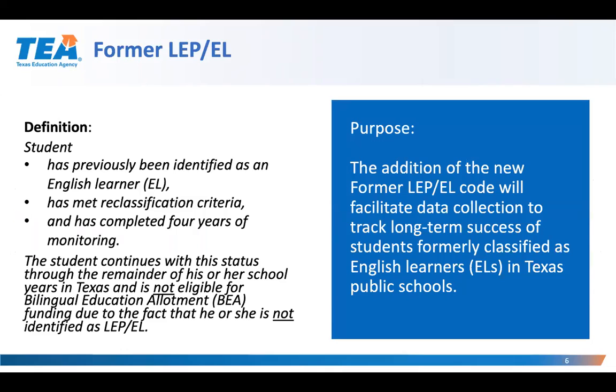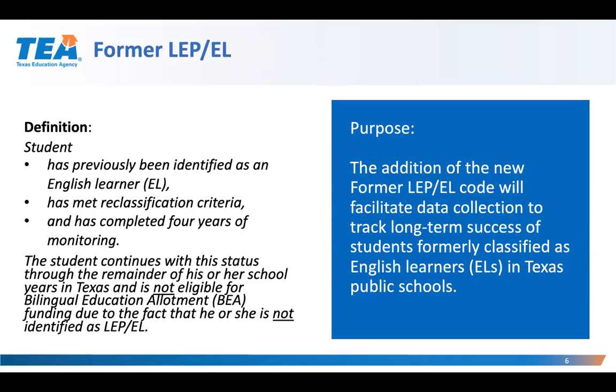One new exciting code that has been added to the LEP indicator is this term of former LEP/EL, former limited English proficient / English learner. This is defined as a student who has previously been identified as an English learner, has met reclassification criteria, and has completed 4 years of monitoring. The student continues with this status through the remainder of his or her school years in Texas and is not eligible for the Bilingual Education Allotment BEA funding due to the fact that he or she is not identified as LEP/English learner.